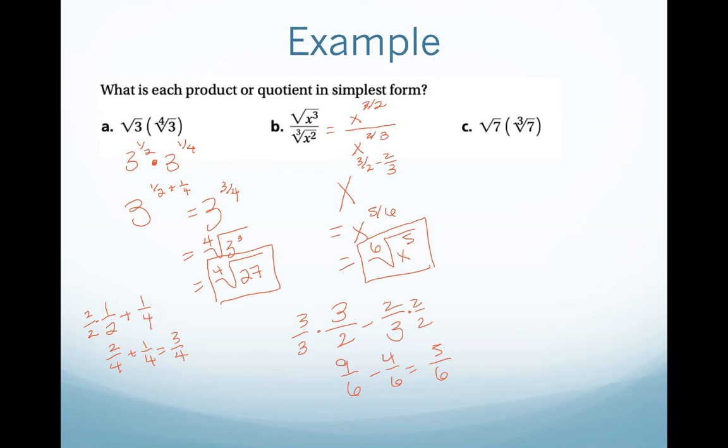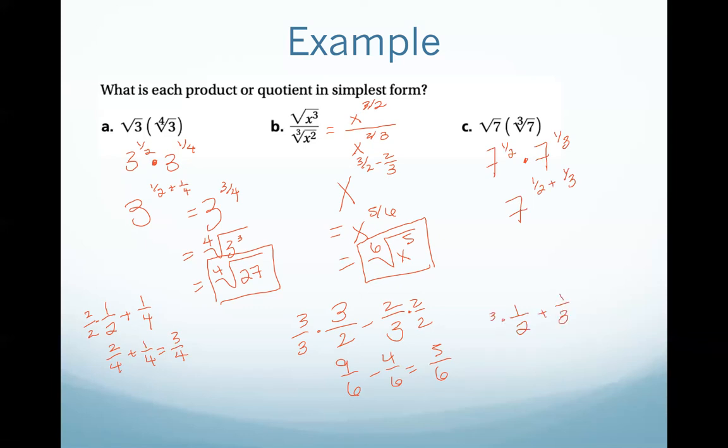Okay, same thing for part C. I have multiplication, but the indices do not match, so I can't use my multiplication property for radicals. I need to convert this into rational exponents and then simplify. My first factor here, the square root of 7, is 7 to the 1/2 times the cube root of 7, which is 7 to the 1/3. I'm multiplying, so I add my exponents, 1/2 plus 1/3. I'll do it down at the bottom, 1/2 plus 1/3.